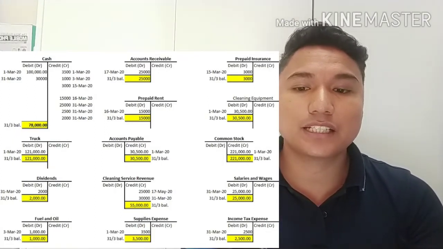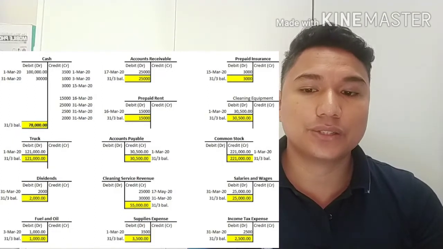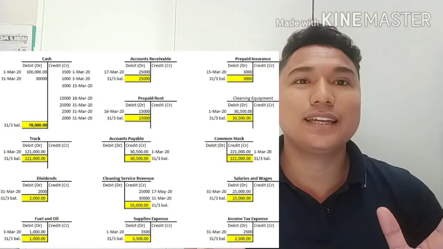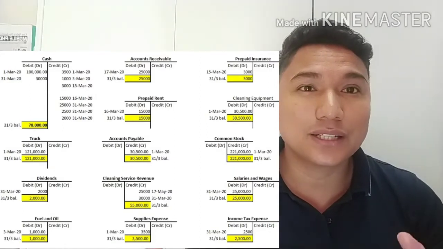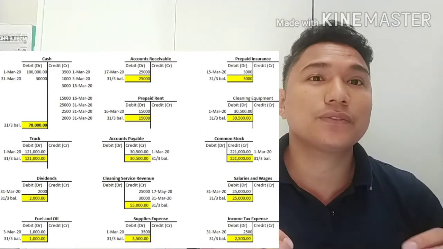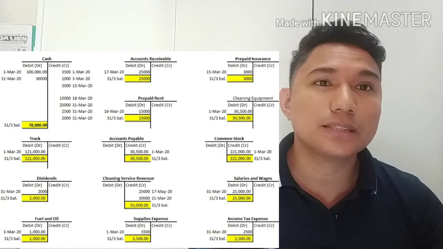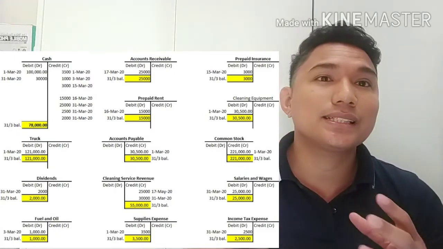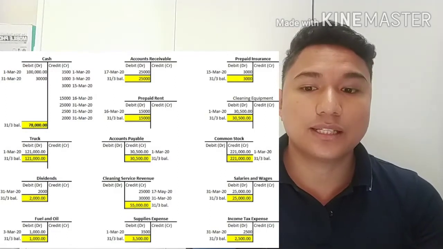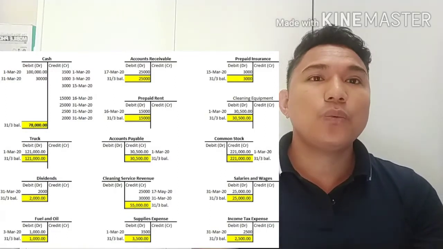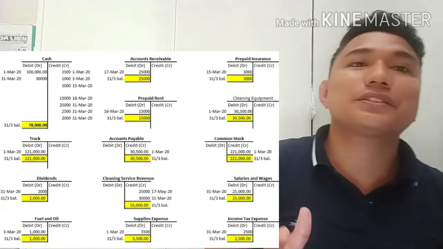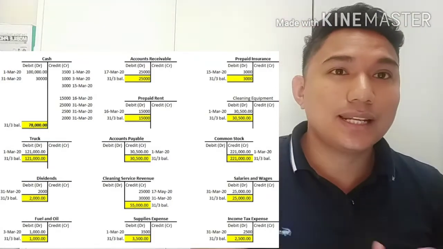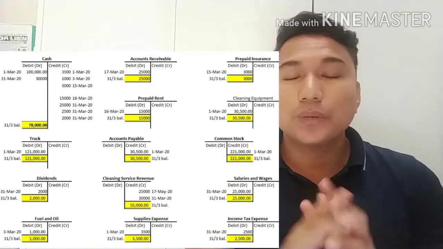For income tax expense, we have only one transaction also, 2,500. But in reality, this is not only one transaction, most of the accounts. But for illustration purposes, I just made it simplified so that we can tackle everything and you will understand the concept. Now, we have posted all the accounts from the general journal to the general ledger. So, what will be the next step?